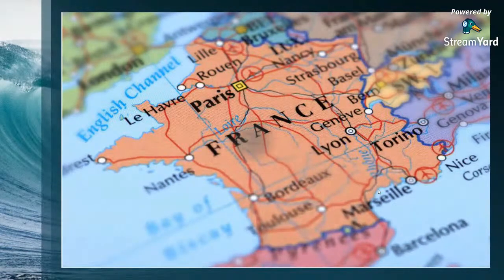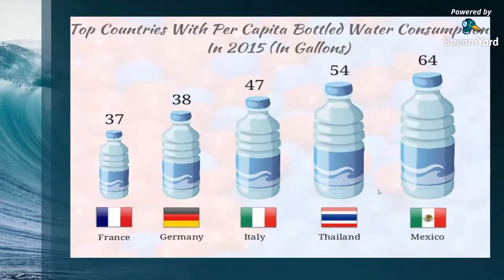But when we are talking about France, it is the country with one of the highest per capita bottled water consumptions. You can see that this data shows how France, Germany, Italy, Thailand, Mexico are places with a lot of tourist attraction, population growth and economic growth. Because as economic growth increases, people tend to buy water bottles. When we talk about India, in rural India, people don't focus on buying water bottles.